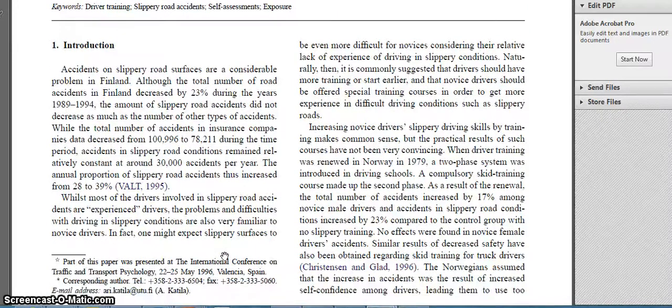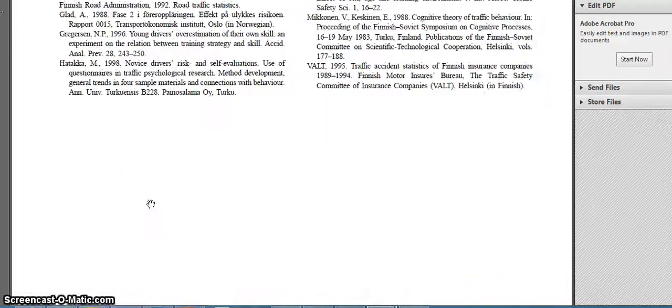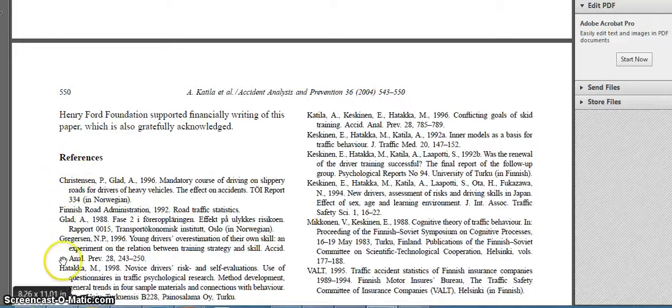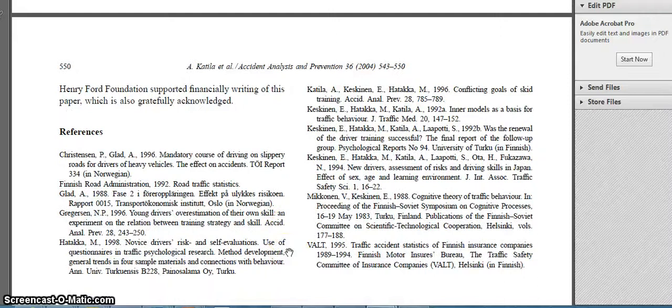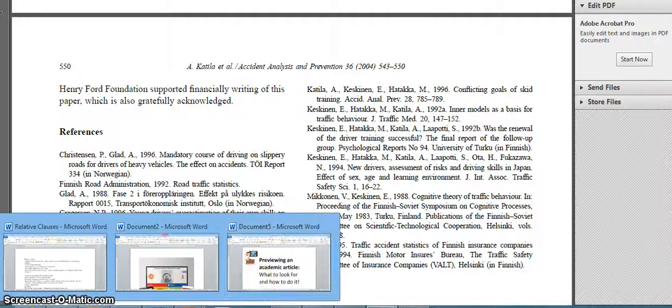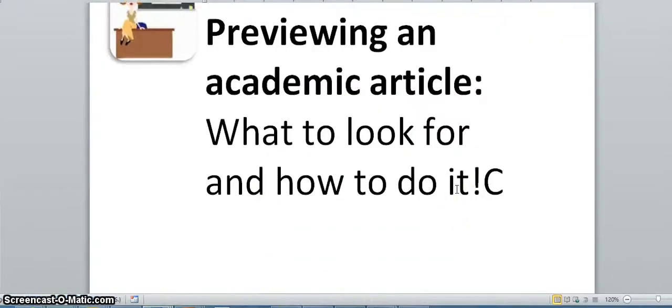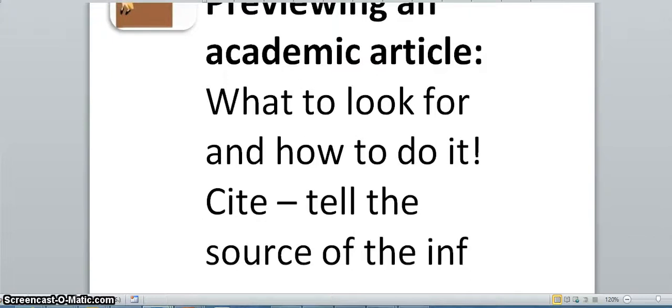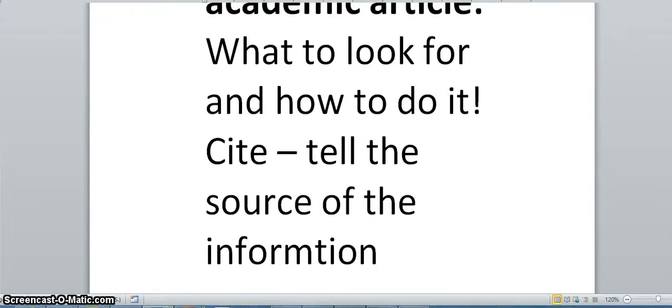The other thing we want to pay attention to and make sure we're noticing are the sources of information. So of course we have our main source, which are called our references here, which is a list of all the different articles which the author cites in the article. Cite. Let's go back and we can see cite. That means tell the source of the information. This is where the author got his information and he tells us where it's from.